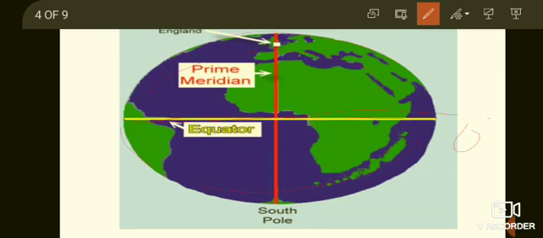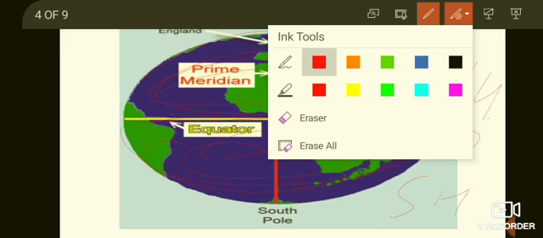The upper half is known as the northern hemisphere and the lower half is known as the southern hemisphere. These two halves are equal.